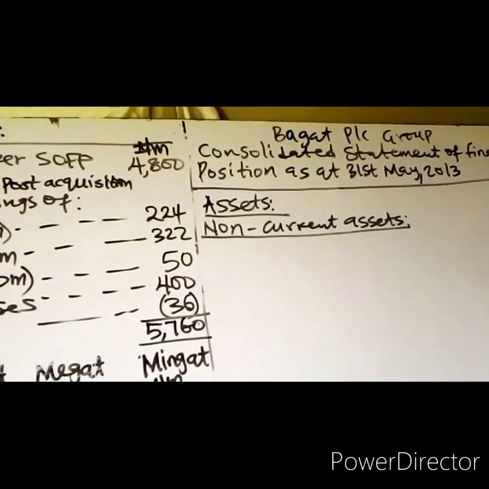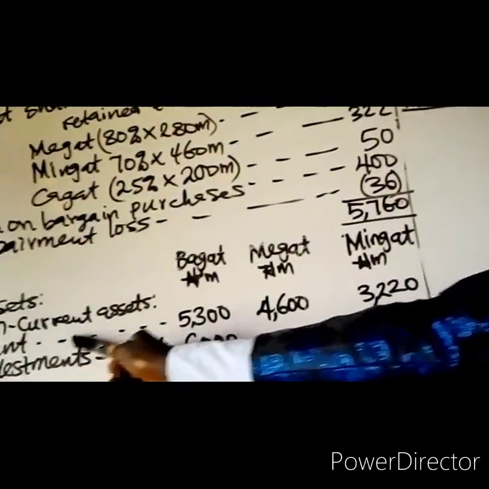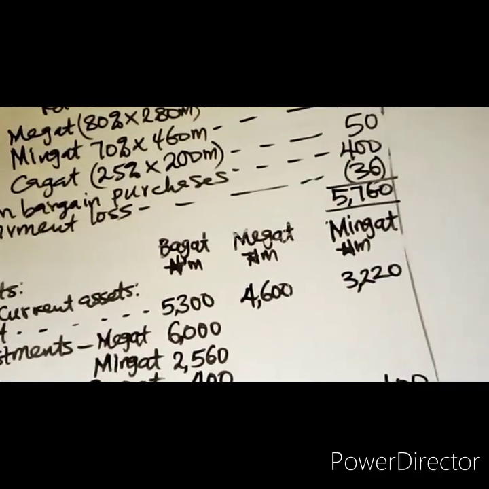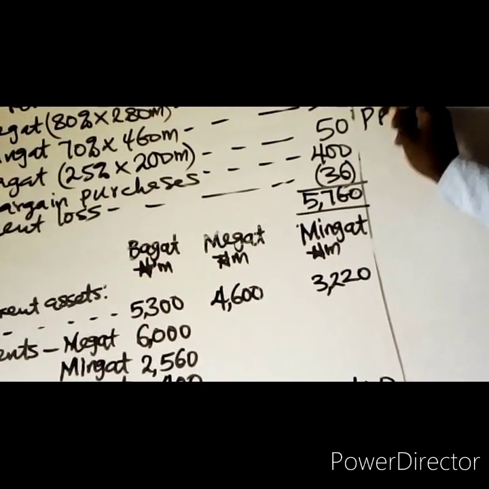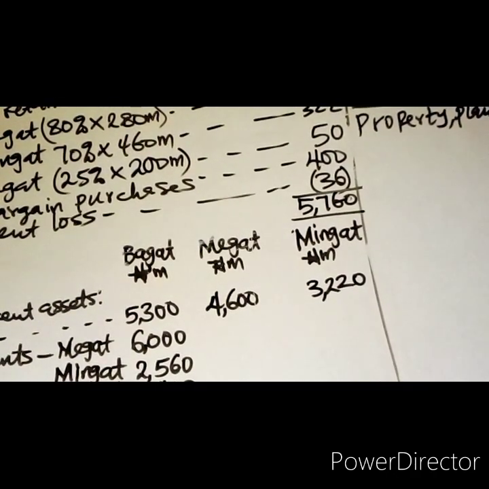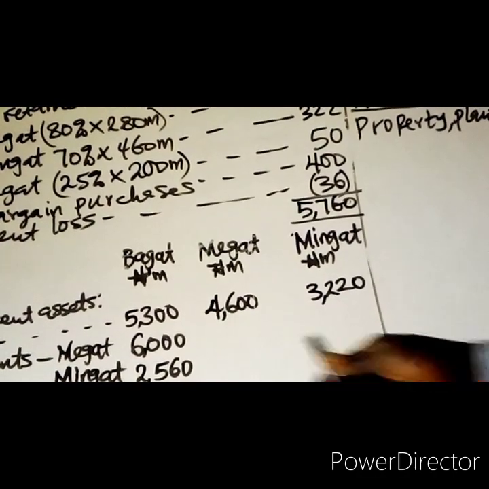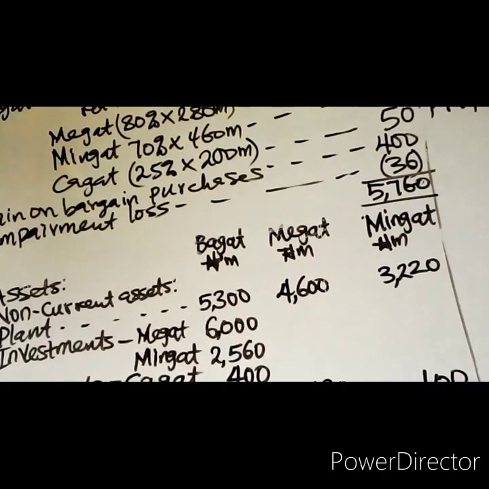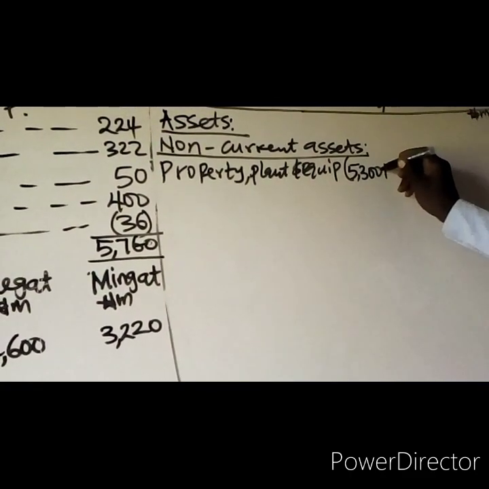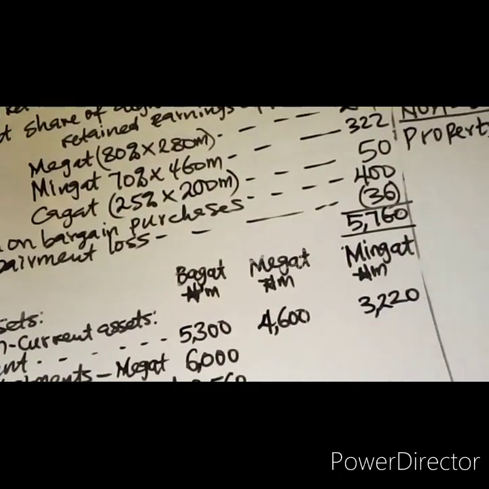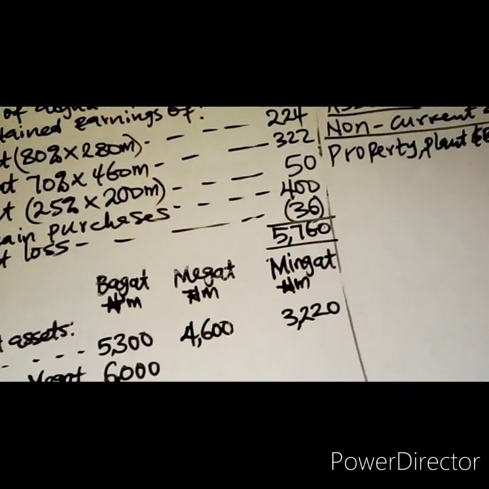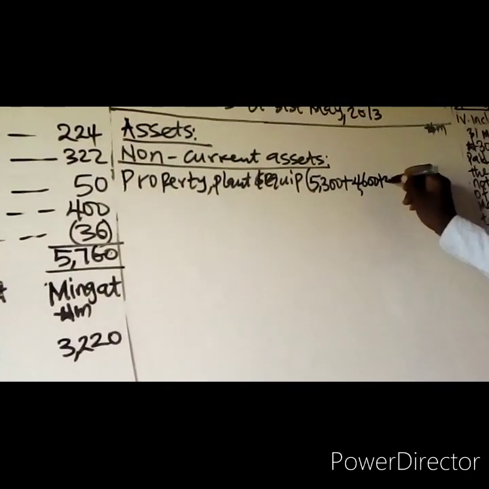As part of our non-current assets, you have plant. So we have property, plant, and equipment. That of Bagat is 5,300, plus that of Megat 4,600. For Mingat we have 3,220.